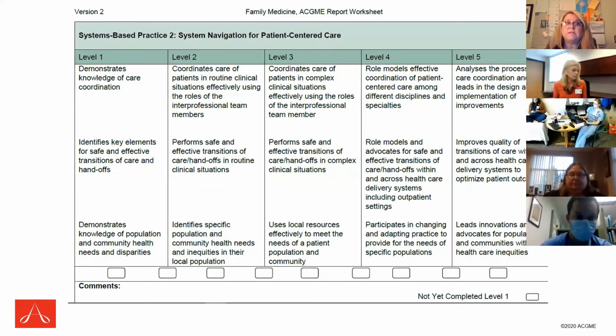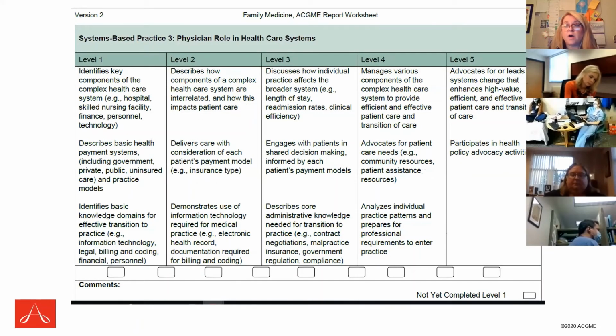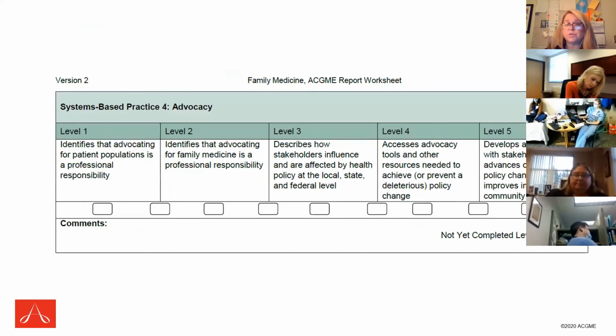number 1. And then systems-based practice 2, this is more of a patient-centered care. So how do you help the patient navigate the system that is healthcare? This one is how is the physician's role playing out within the system? And so you can talk about how you advocate for the patient within the healthcare system. And then this is new this year. Systems-based practice number 4 is advocacy for our profession. So how you're involved in that is going to be now implemented in the 2.0 family medicine milestones.